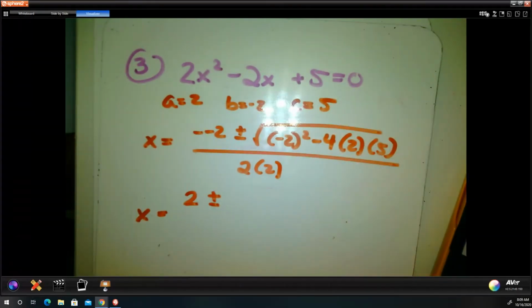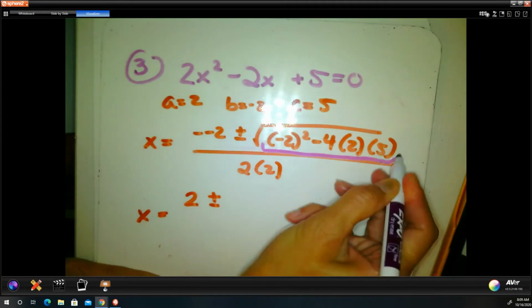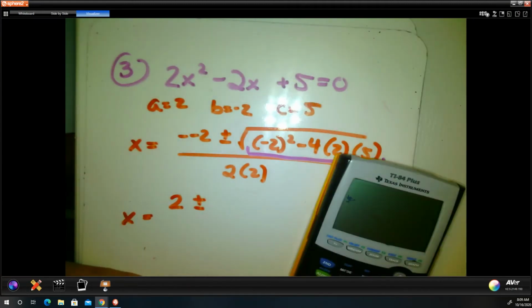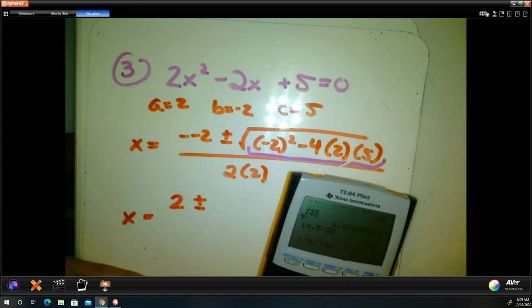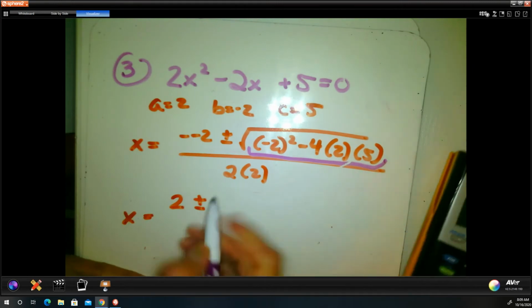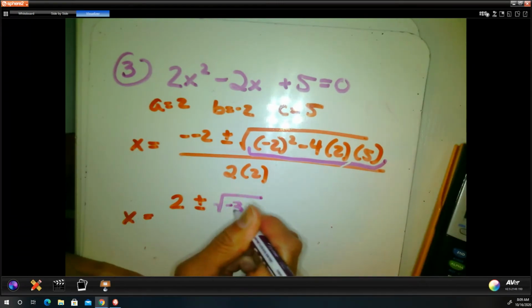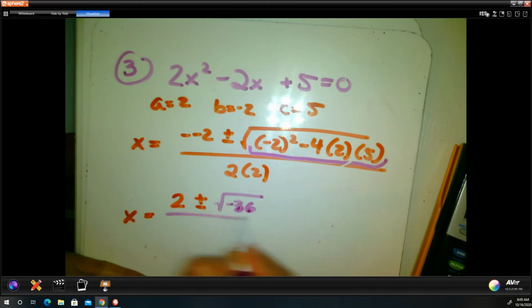Now we're going to just put all of this discriminant in our calculator, or if we really wanted to, I'm sure we could do it out by hand. It's not that complicated because it's all integers: negative 2 squared in parentheses, minus 4 times 2 times 5. That tells me that my discriminant is negative 36. So negative 36 is in the radical.